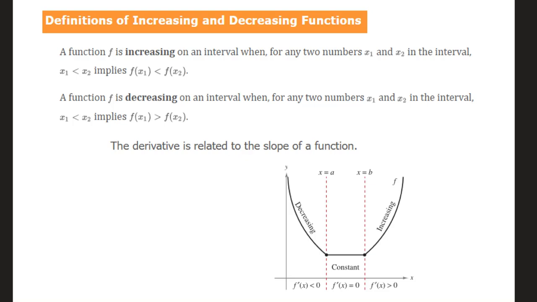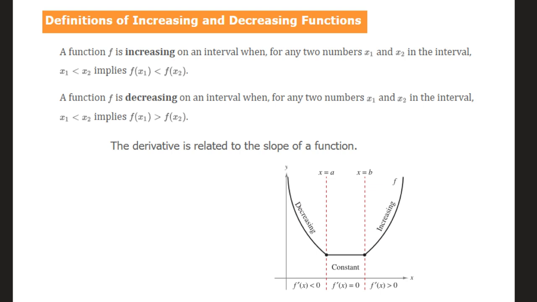A function f is increasing on an interval when for any two numbers, x1 and x2 in the interval, x1 is less than x2, and that just means that if you read your x's left to right, that implies the first function value is less than the second function value. Let's go to the bottom of the screen.